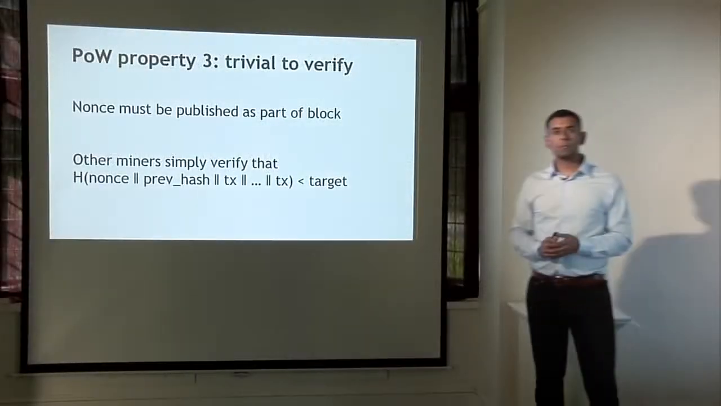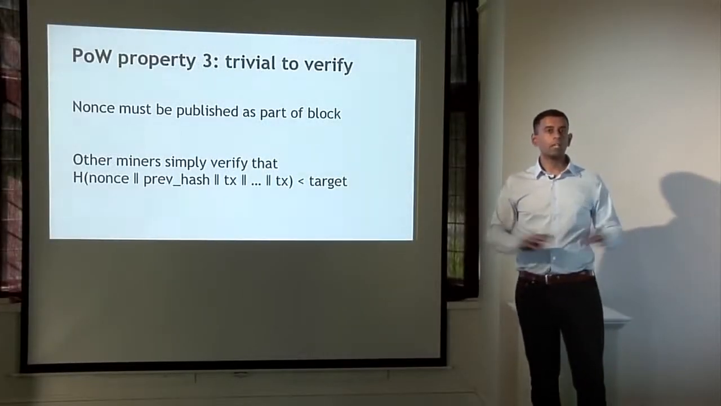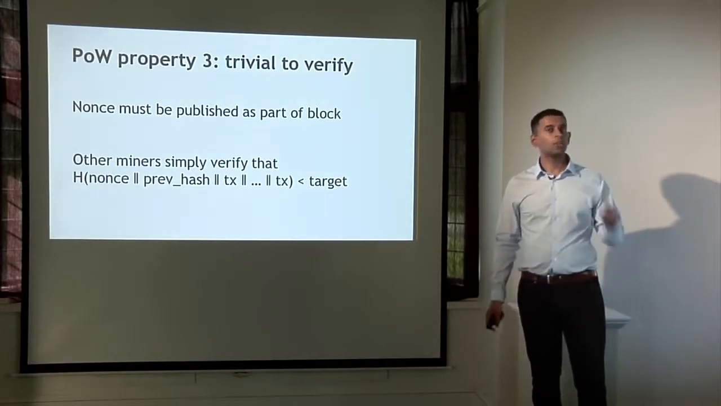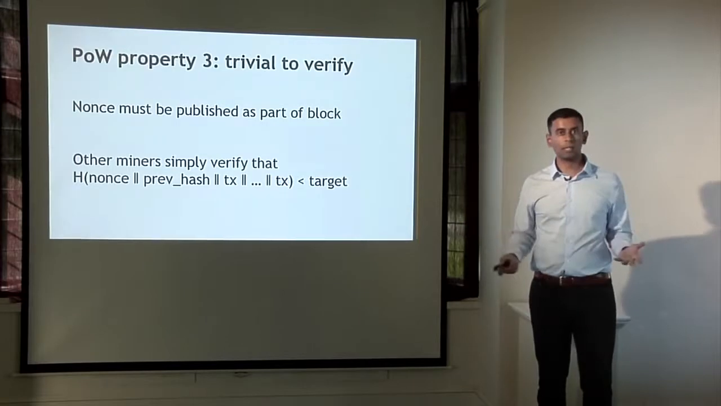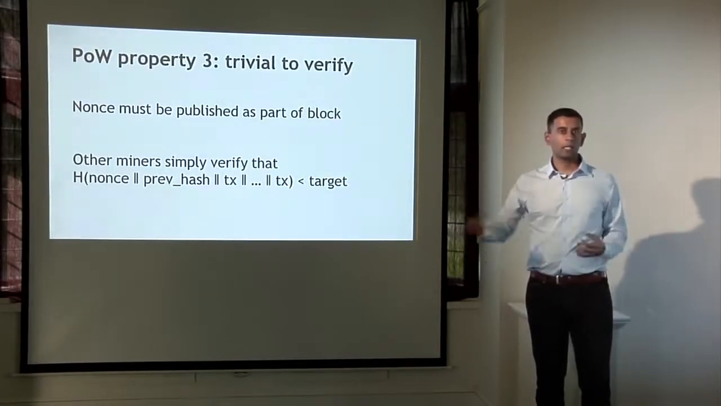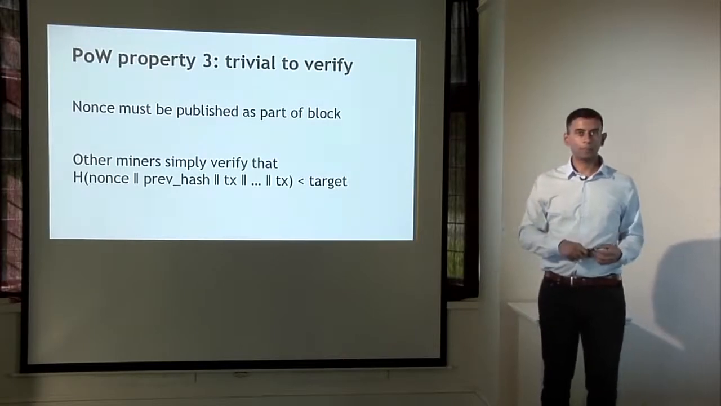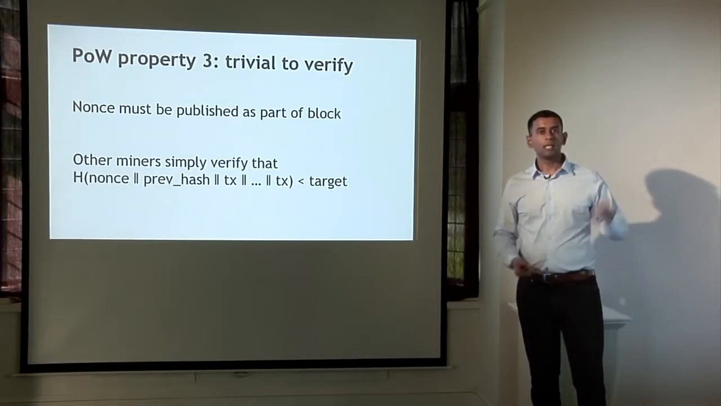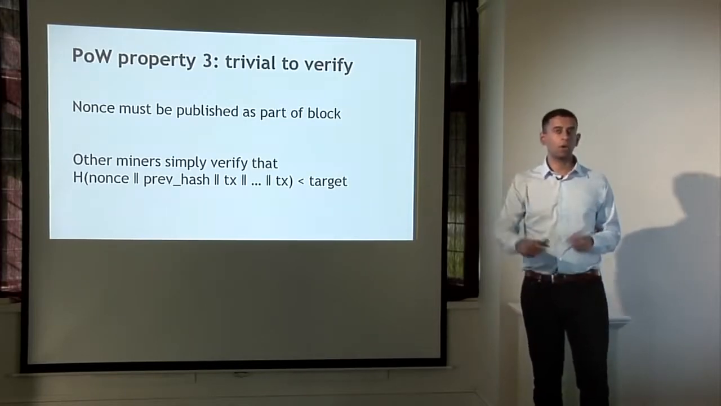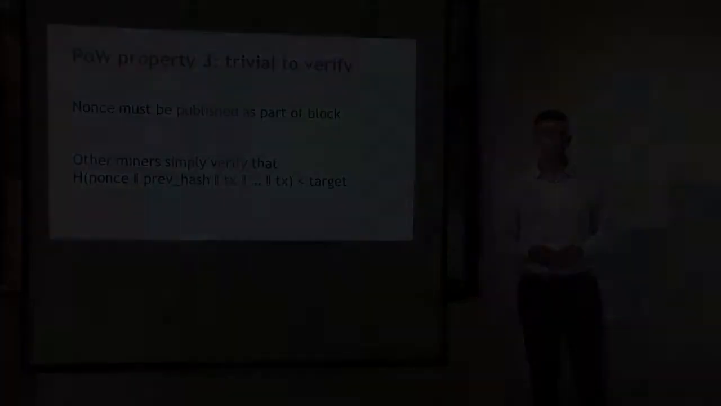So this is an important property because, once again, it allows you to get rid of centralization. You don't need any centralized authority verifying that miners are doing their job correctly. Any node or any miner can instantly verify that a block found by another miner satisfies this proof of work property, and thereby they can be sure that this miner put in a lot of computing power into finding that block.